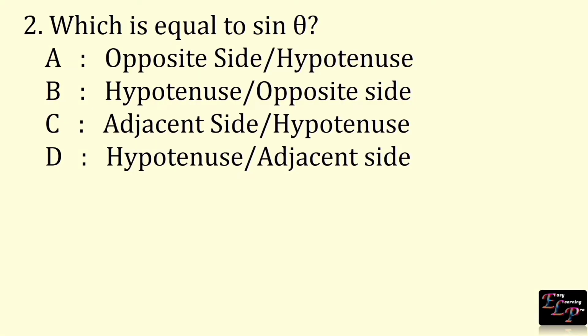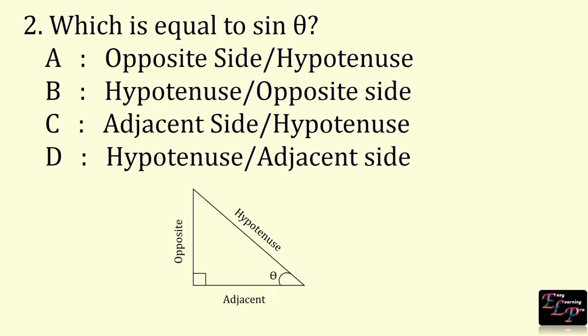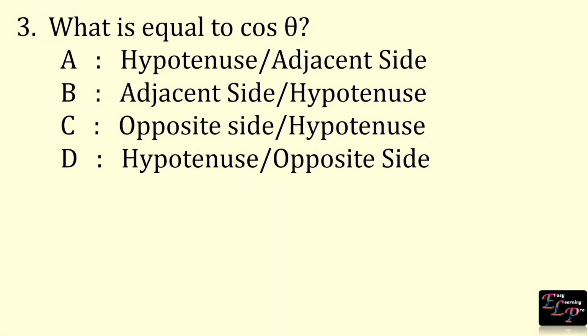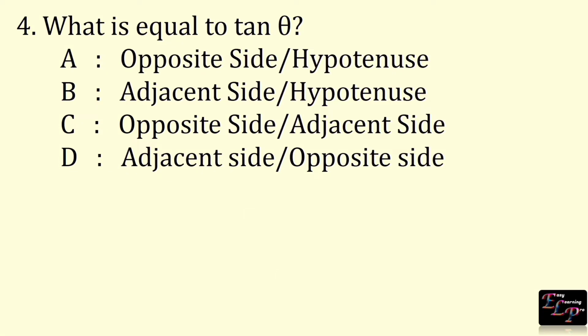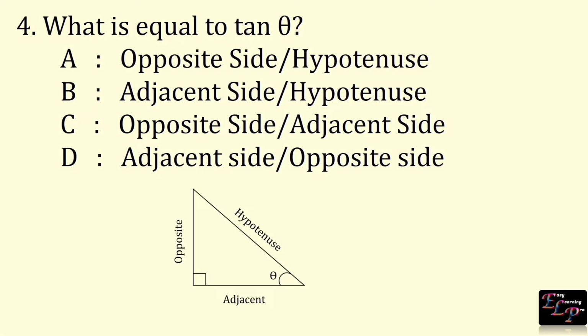Which is equal to sin theta? Sin theta is given by opposite side divided by hypotenuse. What is equal to cos theta? Cos theta is equal to adjacent divided by hypotenuse. What is equal to tan theta? Tan theta is equal to opposite by adjacent.